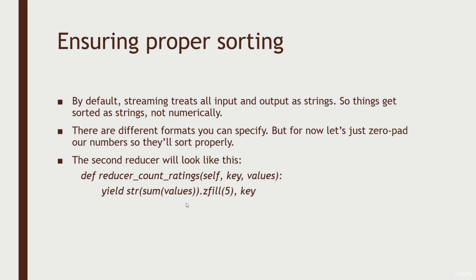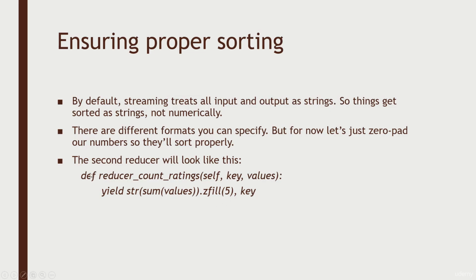A little bit of a hack. I mean, there are better ways of doing this. You can actually set Hadoop up to use more structured formats like JSON or something that preserves type information while it's using streaming. But just to keep things simple, let's just zero pad our numbers so that they do sort properly when treated as alphabetical strings.